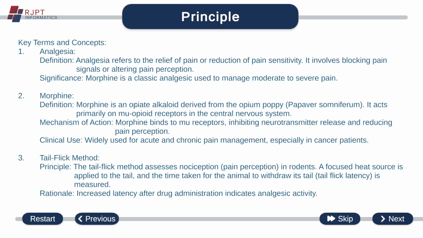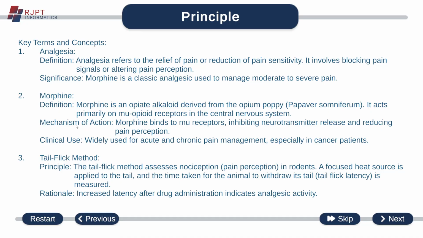Then morphine. Morphine is an opioid alkaloid derived from the opium poppy, Papaver somniferum. This is the scientific name of the opium poppy. It acts primarily on mu opioid receptors in the central nervous system. So morphine, as we know, is an opioid alkaloid derived from the opium poppy plant, whose scientific name is Papaver somniferum. Then it acts on the mu opioid receptors that are present in the central nervous system inside the body.